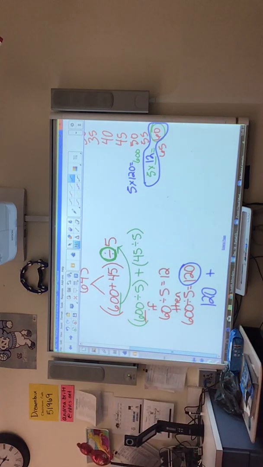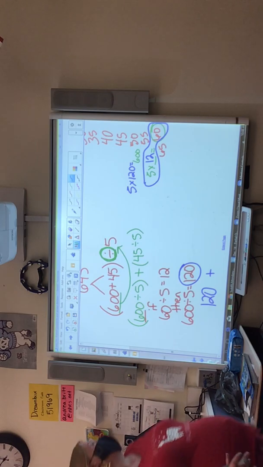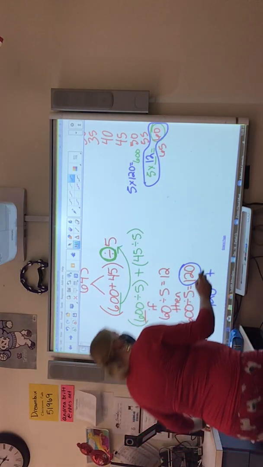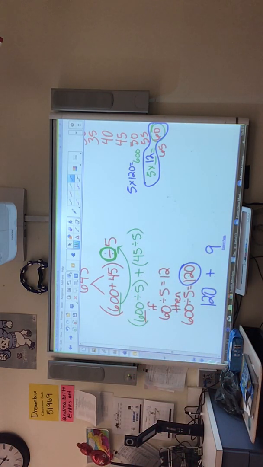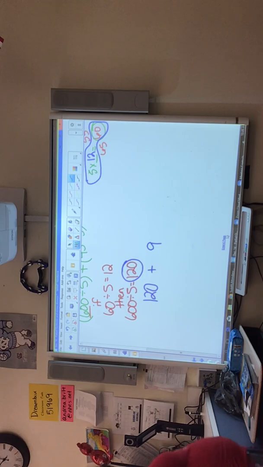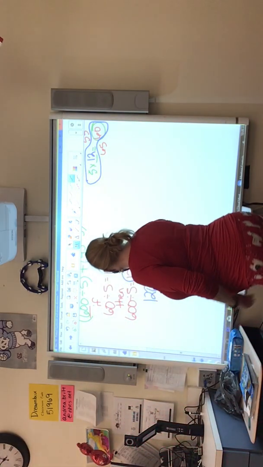Plus, now I need 45 divided by 5. You can use your multiples if you need to. What is 45 divided by 5? 9. Can I ask y'all to do me one really big favor over winter break? Get really good at your multiplication facts. All right, what do I do with those two numbers, Yuretsi? You add 120 plus 9 and it gives you 129.